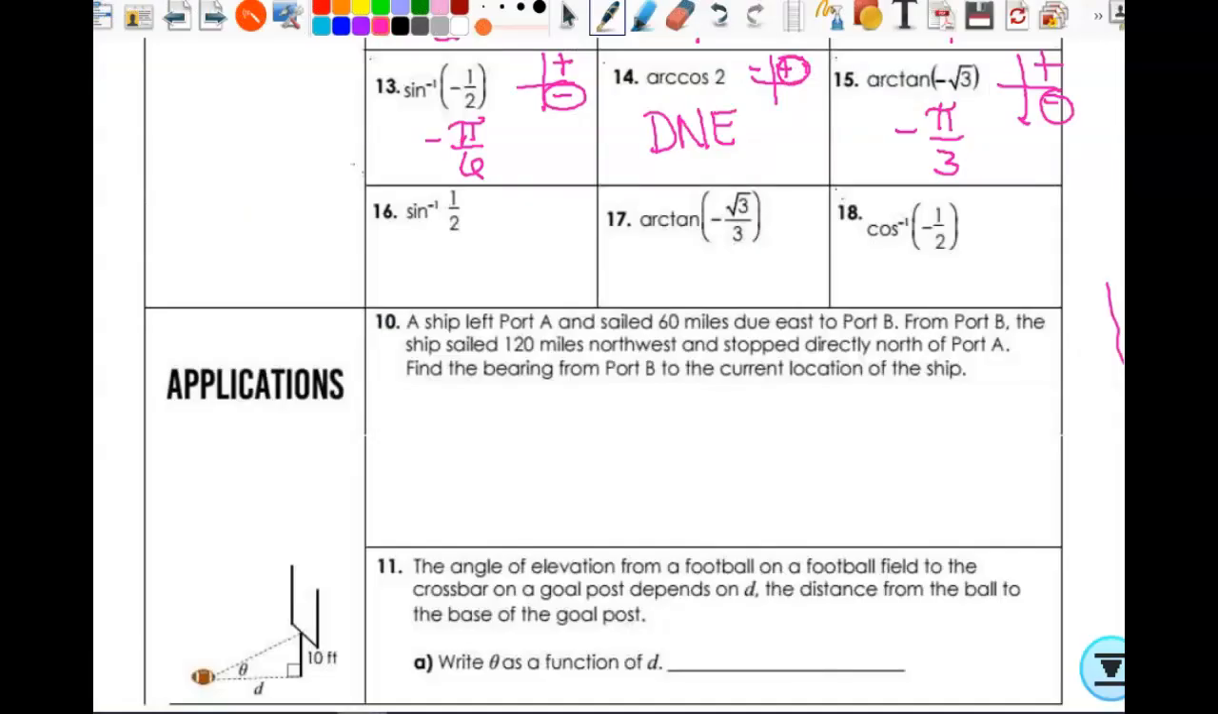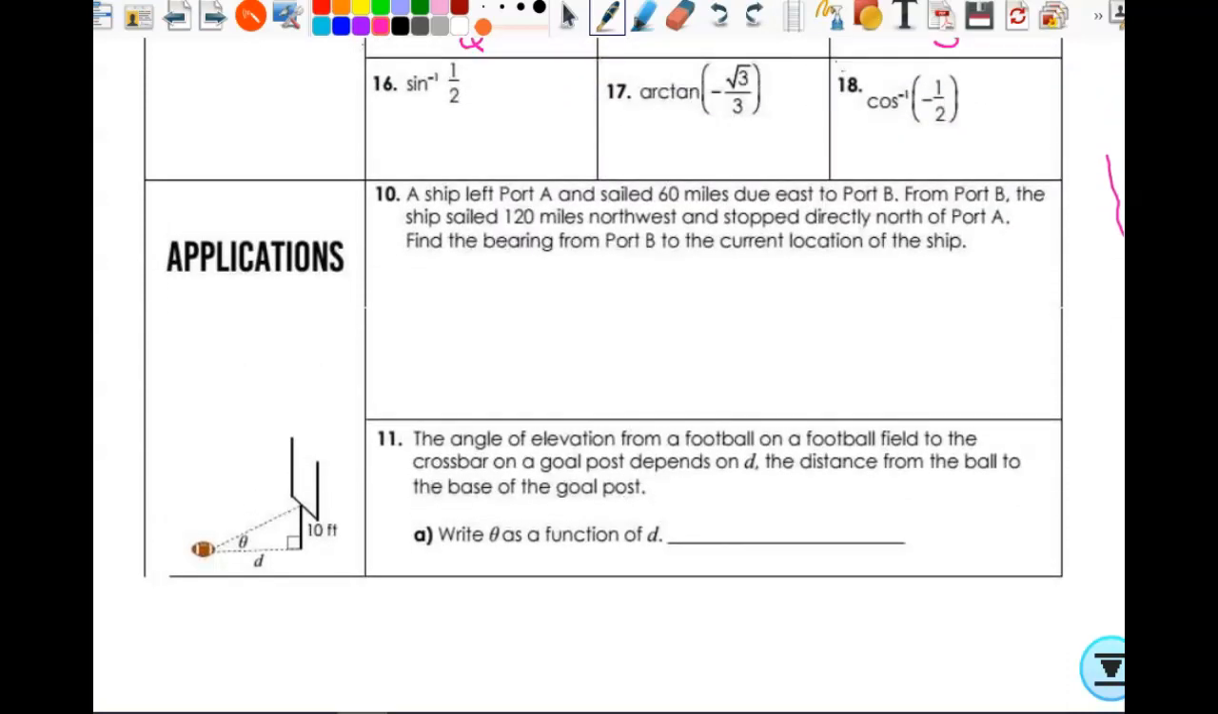Sine inverse can come from which quadrants? First and fourth. This one comes from which one? The first. Okay. What angle gives me a sine value of 1/2? Pi 6. So my answer is pi 6. It's not negative. All right.